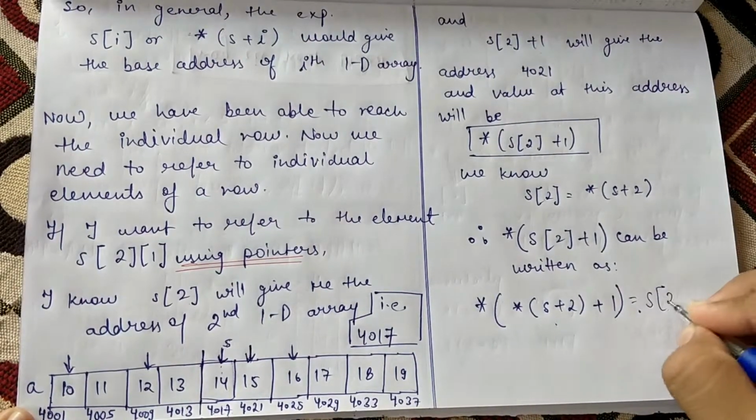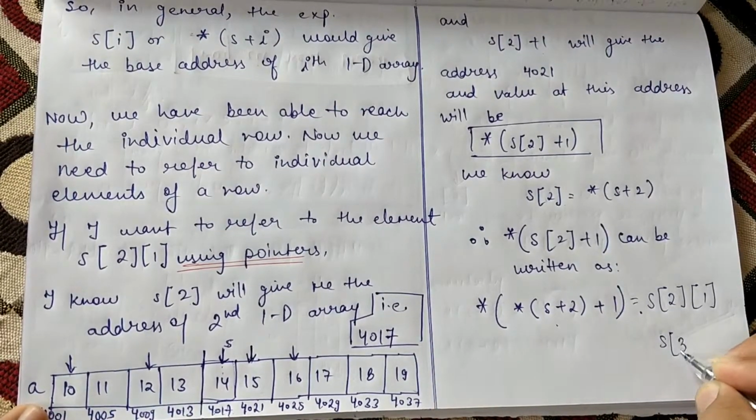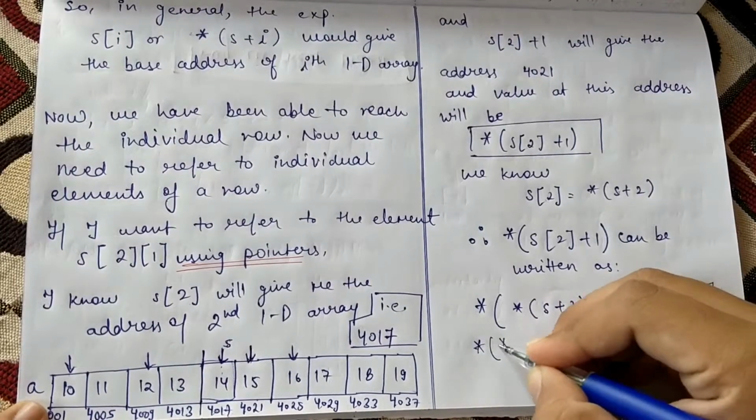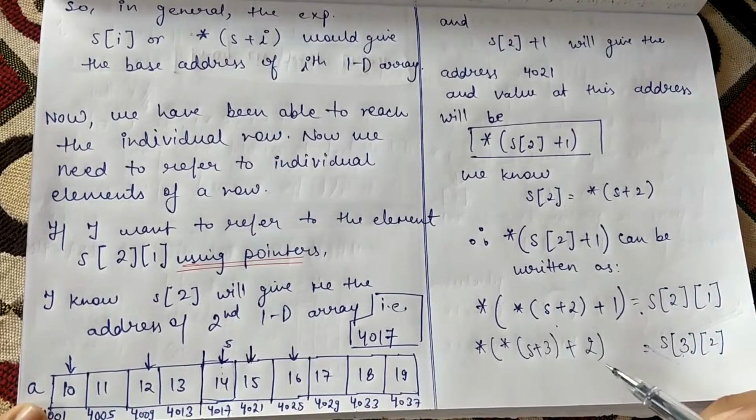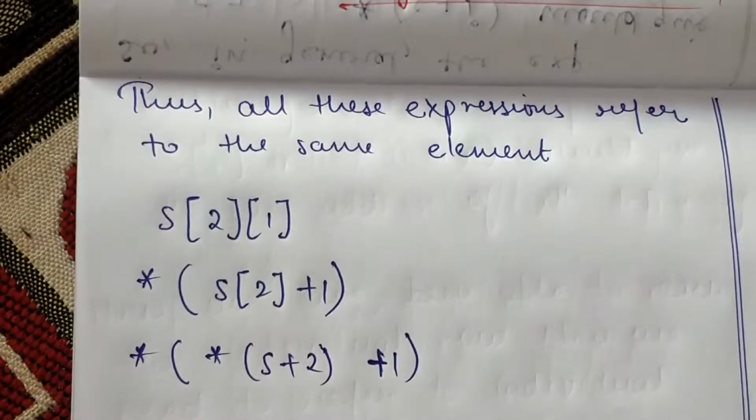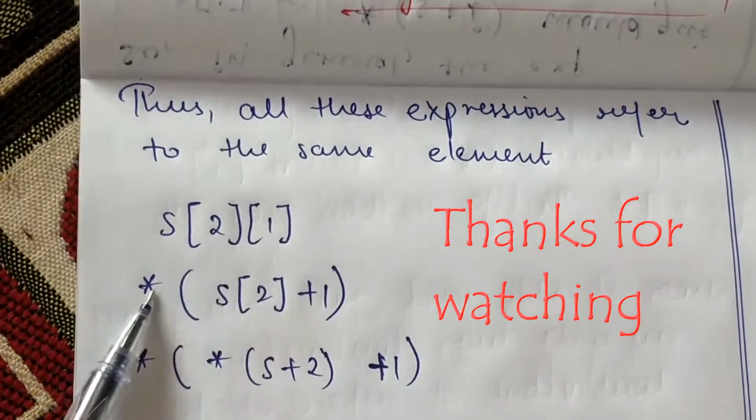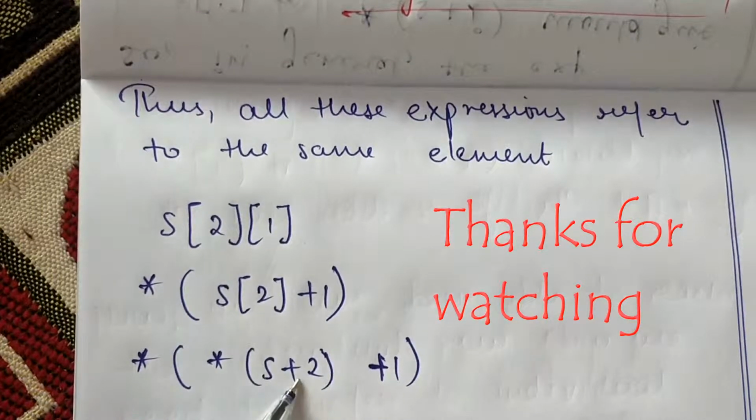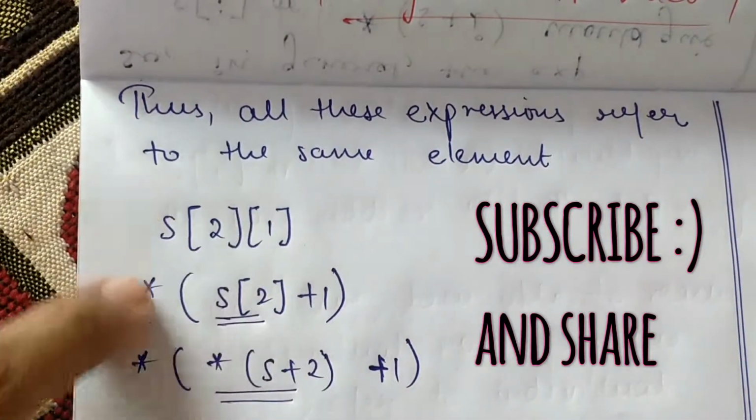So this is the representation of s of 2 of 1 in a two-dimensional array. Okay, similarly, if you want to represent s of 3 of 2, this value in the array, you'll simply say star of star of s plus 3, and plus 2. So this value will be equivalent to s of 3 of 2. So in general we can say that all these expressions refer to the same element. S of 2 of 1 can also be written as star of s of 2 plus 1, and this expression can also be written as star of star of s plus 2, plus 1. We have just substituted the value of s of 2 with this value. So all these things mean the same.